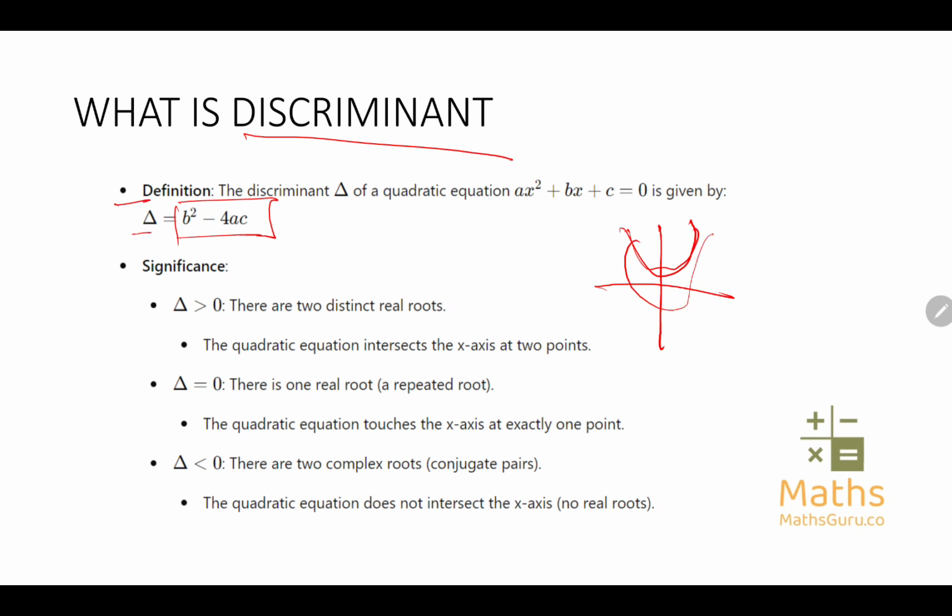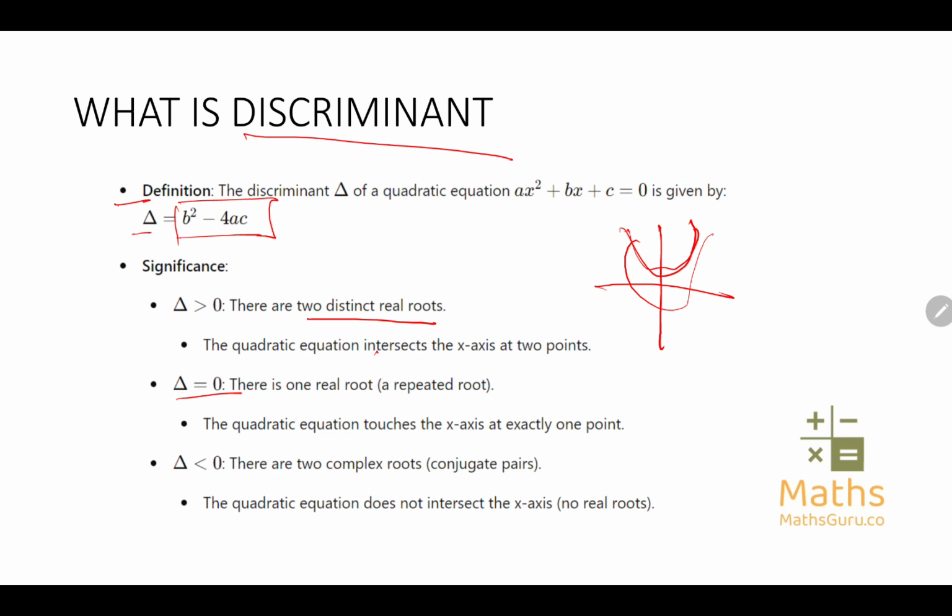And why is it significant? Because if the discriminant is positive, then we will have two distinct real solutions, or real roots, or real zeros of this quadratic equation. They can be rational or irrational, depending upon the value. So you will have two distinct real roots if the discriminant is greater than 0.